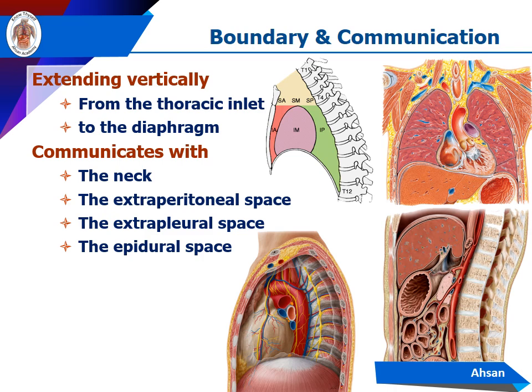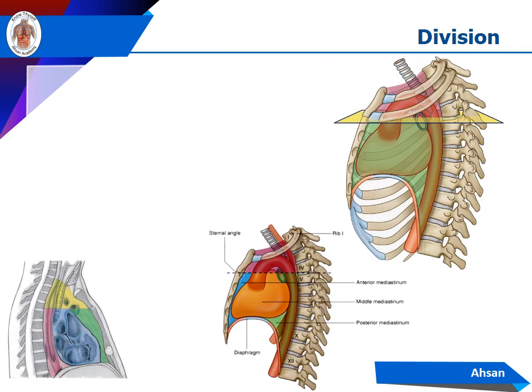Extradural space means outside the dura mater, that is present within the vertebral canal, and this space outside the dura mater communicates with the mediastinum through the intervertebral foramen. You can see in the figure above and to the left, the vertebral column on either side has an intervertebral foramen.